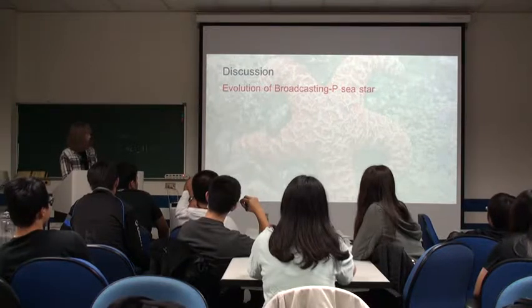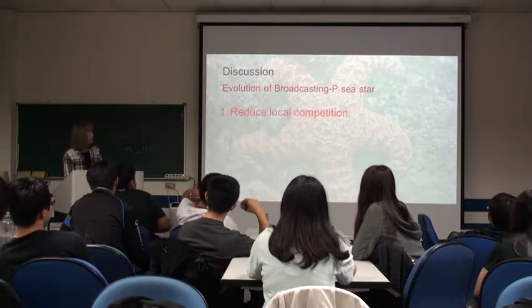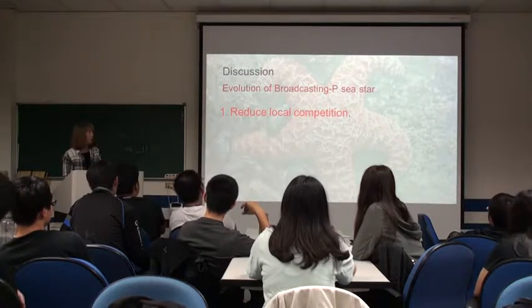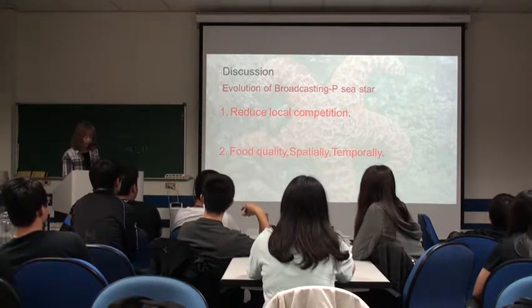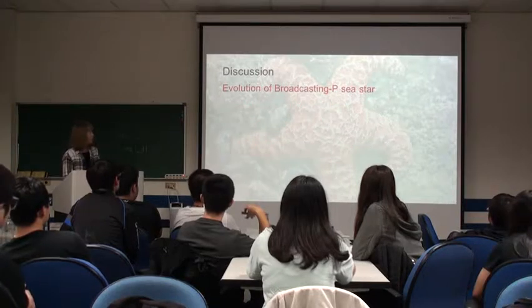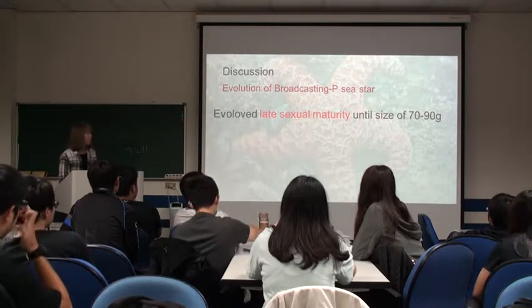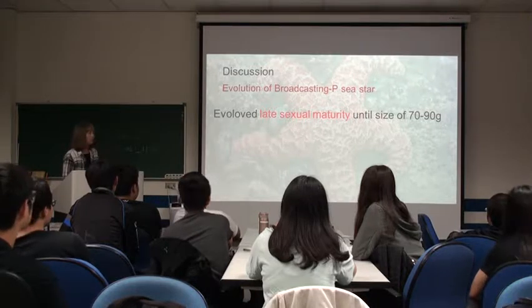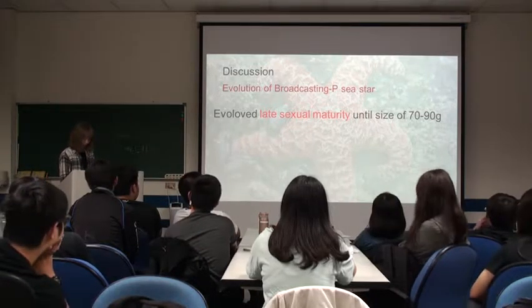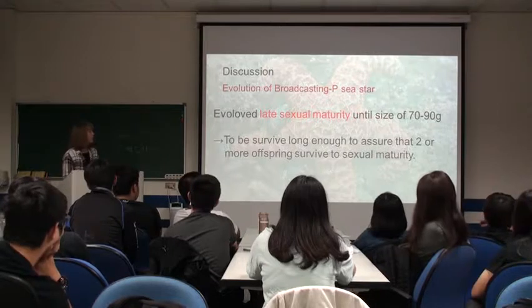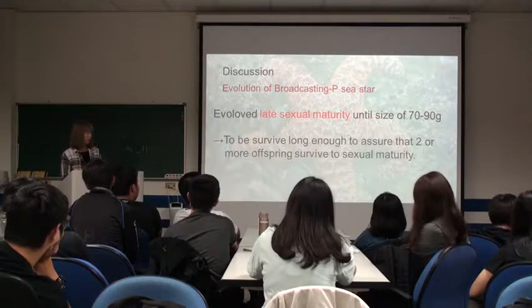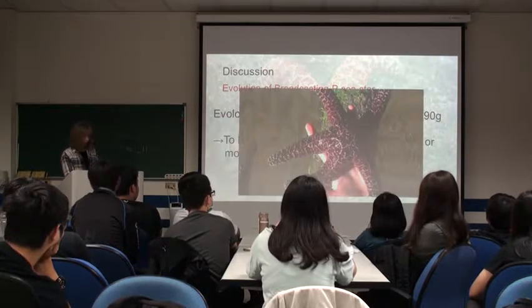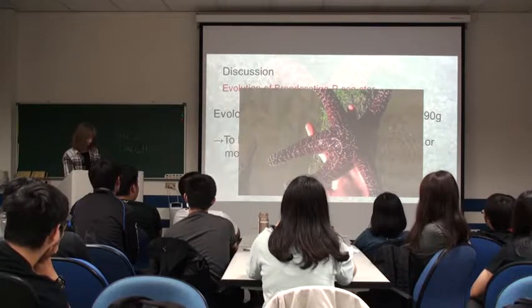And discussion. Why PC star broadcasting? The reason is to reduce the local competition, and because of the food quality, living space and time. So PC star involve delayed sexual maturity until a size of 70 to 90 grams, and have to survive long enough to assure that 2 or more offspring survive to sexual maturity. And this is the adult PC star.